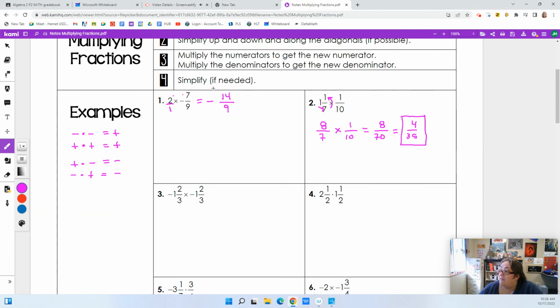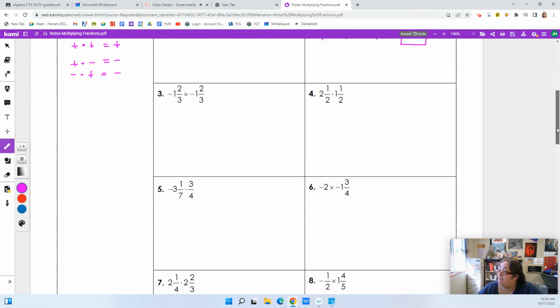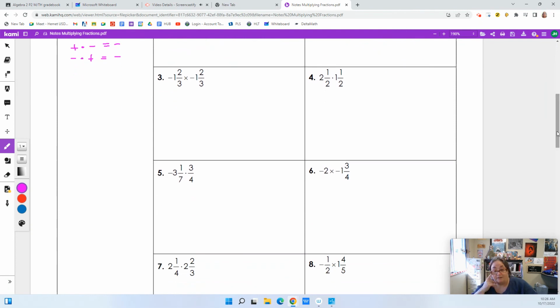Now, I know that I was going to get a positive on that one because both pieces were positive. Number 3, am I going to have a positive or a negative answer? Before we even move on, let's just look at.